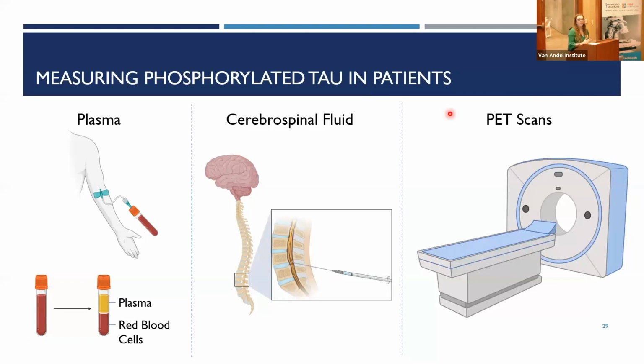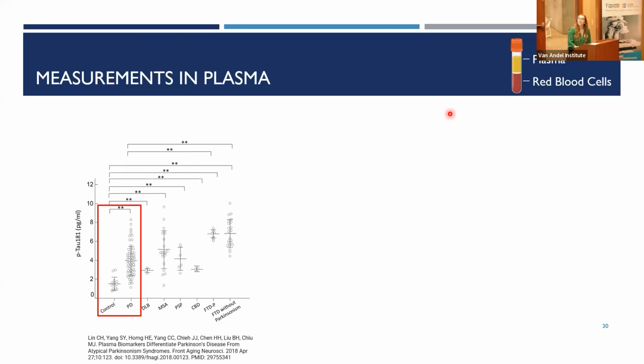This can be done in really 3 ways. Looking at plasma, which is a component of your blood, cerebrospinal fluid, the CSF that gets taken from that lumbar puncture, and PET scans. And that's a specialized brain imaging that we're able to do in patients. So first, just looking at plasma levels. This is a study that was measuring aggregated tau in Parkinson's disease patients. Well, they measured aggregated tau in a lot of different alpha-synucleinopathies, like dementia with Lewy bodies, MSA, but I just want to focus on the Parkinson's disease patient, which is what I've highlighted here.